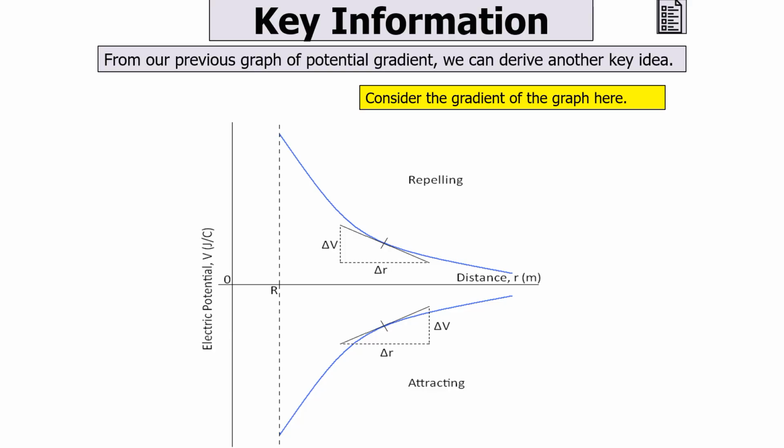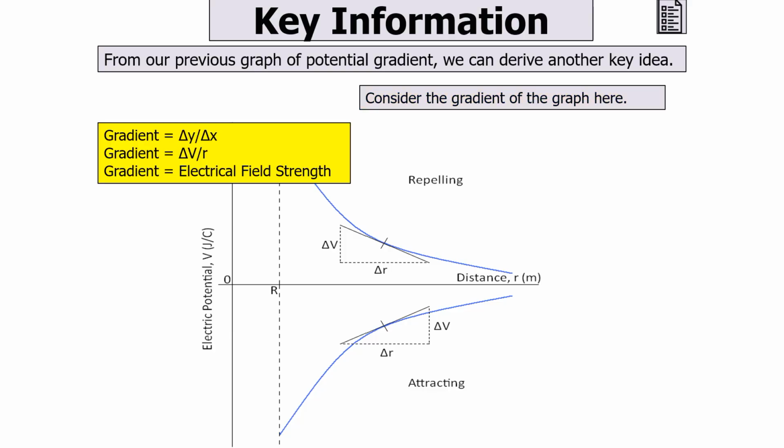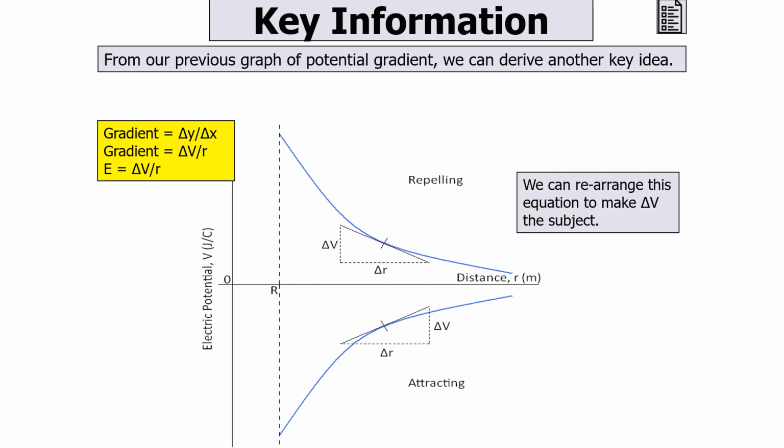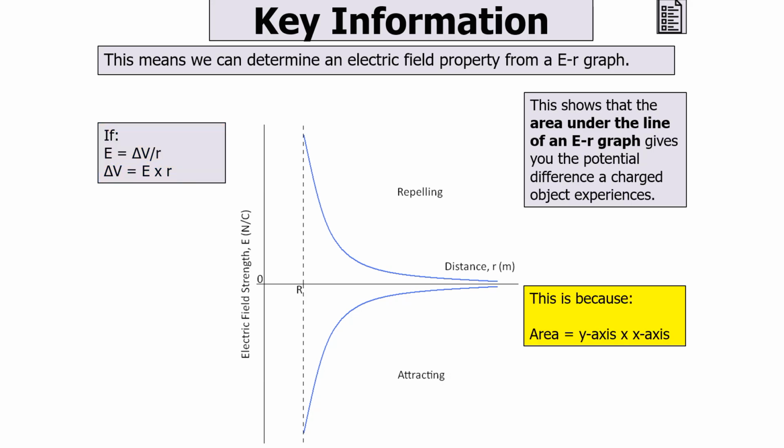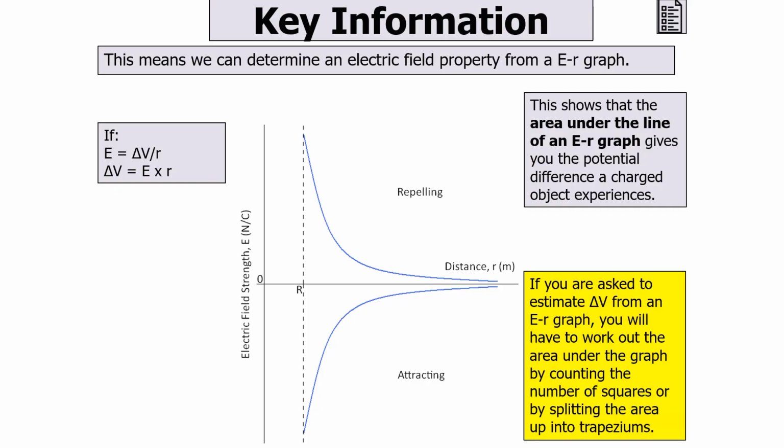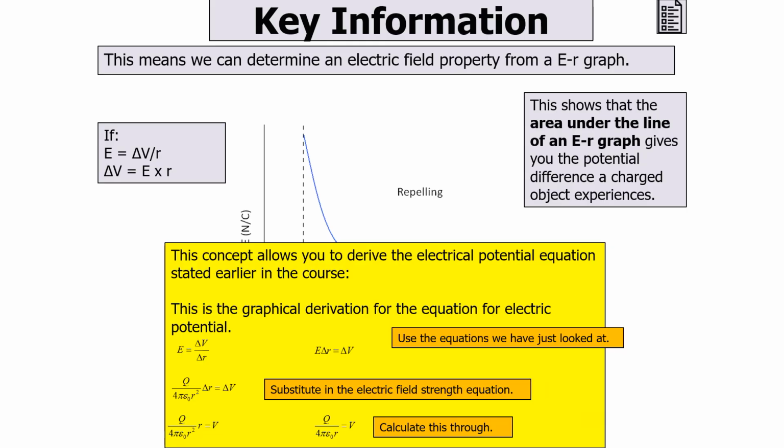So if we consider the gradient of our graph here, gradient is delta V over R, which is the electrical field strength. We can rearrange this equation to make delta V the subject. So delta V is equal to E times R. So this shows us that the area under the line of an E against R graph gives you the potential difference a charged object experiences, because the area is equal to the y-axis times the x-axis. So if you're asked to estimate the potential difference or delta V from an E against R graph, you will have to work out the area under the graph by counting the number of squares or by splitting the areas up into trapeziums.